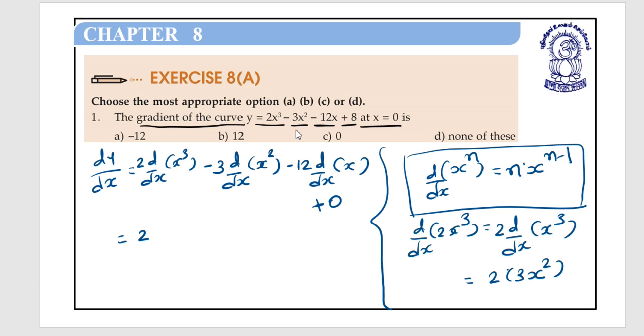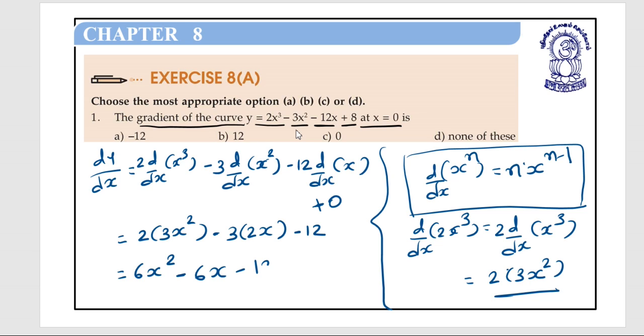Now 2x cube gives 3x square, minus 3 x square, so it is 2x. Here n is equal to 2. Minus 12 dx by dx, it is 1, so minus 12. So 2 3s are 6x square minus 3 2s are 6x minus 12.